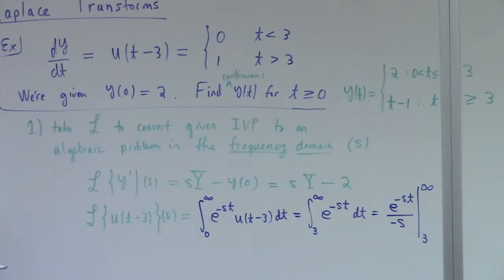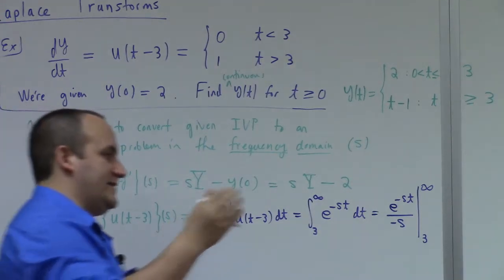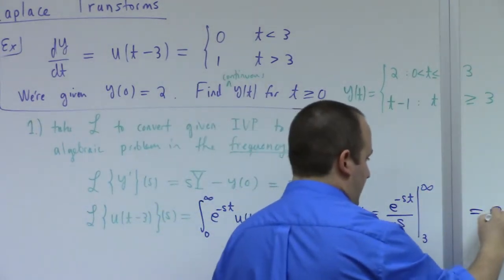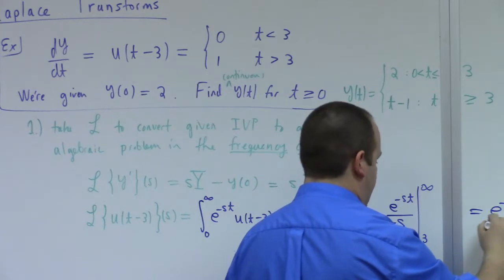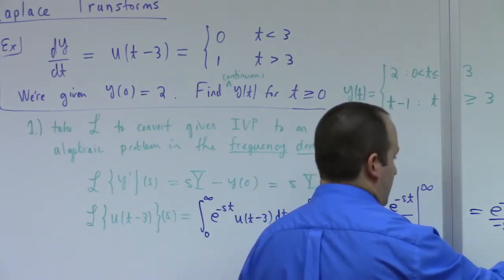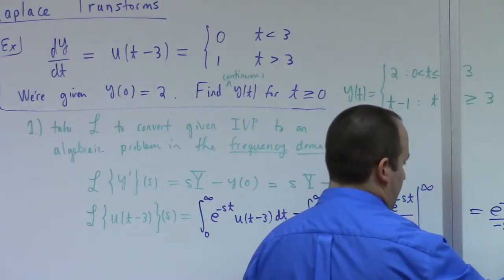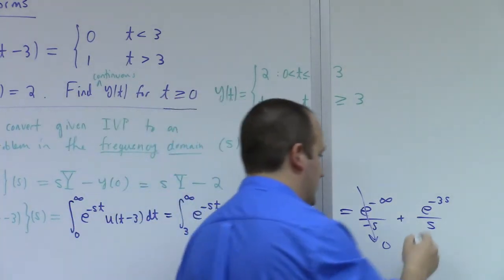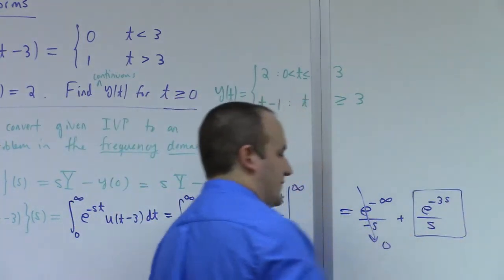So if t is positive, then that's t being infinity. Now if s is positive, s times infinity is positive, so this gives you e to the minus infinity. So we have e to the minus infinity over minus s plus e to the minus 3s over s. Of course, this goes to 0. I'm avoiding explicit limits. And so there you go. That's the Laplace transform of this.